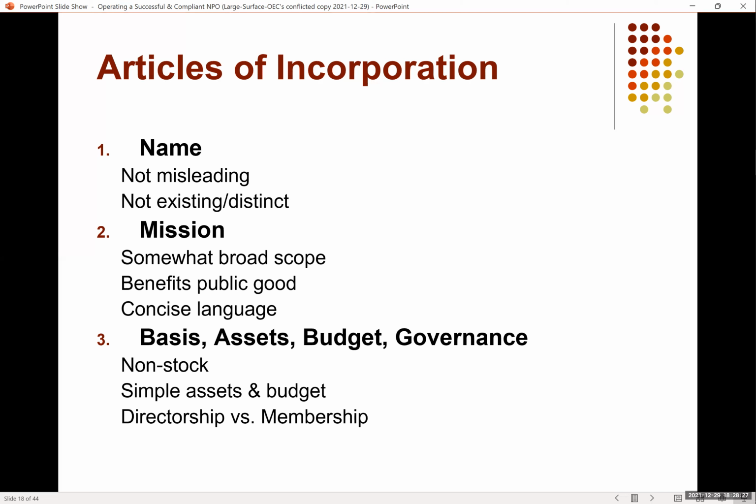Then they're going to ask for basics like, of course, non-stock. They may ask you about some simple assets and budgets. I know in Michigan, they don't ask that much about it, but it will come up for the IRS. And then they're going to ask, are you going to be running by directorship or membership? Some nonprofits have members, like if you have a film society and people pay memberships in, and then the membership votes for the board. If it's directorship, that means that the directors go out and find board members, nominate them, and vote them in.